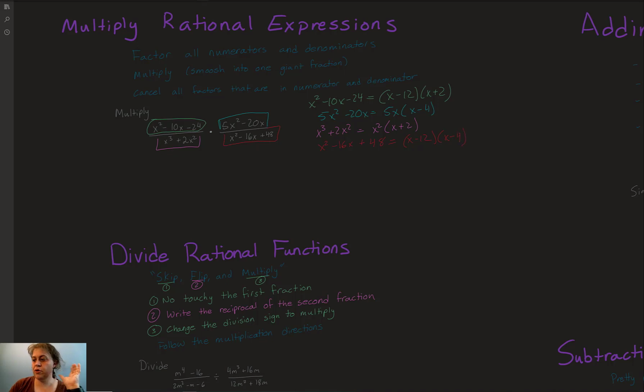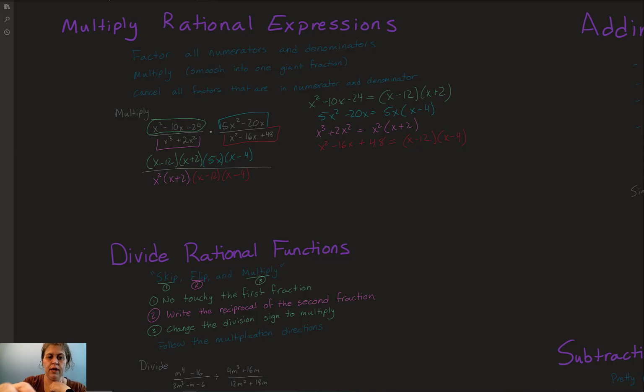Okay, so now I'm going to put all of my little factor pieces back into my fraction. So I'm going to have x minus 12 times x plus 2. And then there is 5x times x minus 4. And I can just smush these all together because we're multiplying, and we can do that when we're multiplying fractions. Let the smush commence. X squared, x plus 2, and then x minus 12, x minus 4.